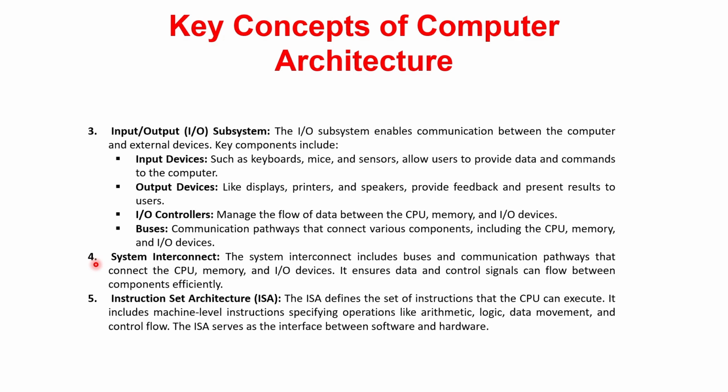Okay, the next one, fifth, is the instruction set architecture. The ISA defines the set of instructions that the CPU can execute. It includes machine level instructions specifying operations like arithmetic, logic, data movement, and control flow. As we have seen, the ISA serves as the critical interface between software and hardware.